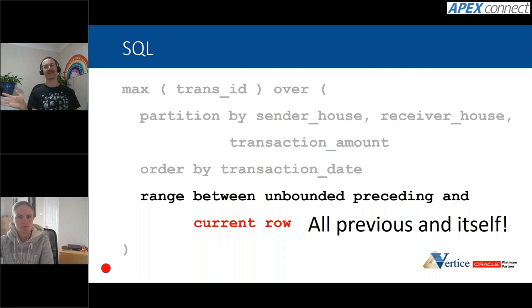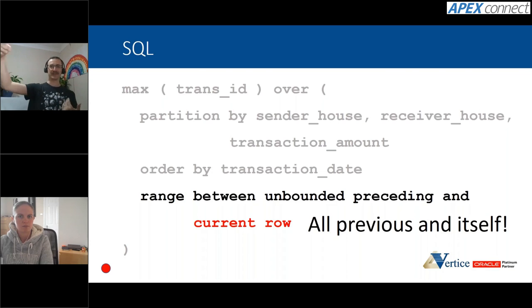If you've got 10, 20, 30, maybe even more years' worth of history of transactions, the chances of there being two or more transactions of the same value rapidly approaches one. It becomes almost certain that at some point in the past, someone has transferred 1,000 euros from within the house perfectly normally and legitimately. So we don't want to do that.